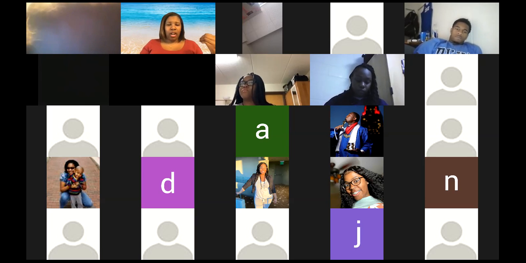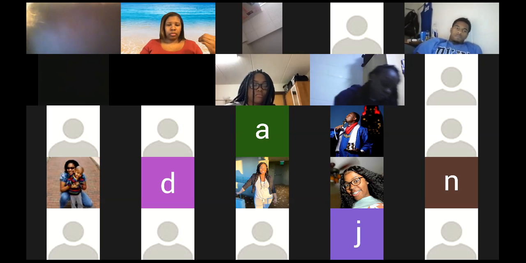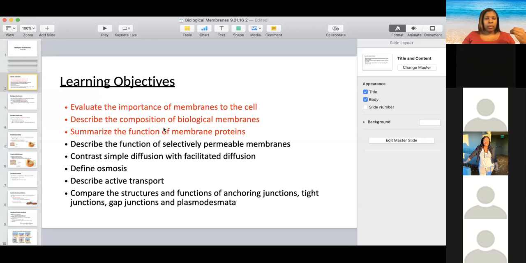Okay, there are a few learning objectives that I would like you to jot down real quick. I'm going to share my screen with you now. The first thing we want to be able to do today is to evaluate the importance of membranes to the cell. Why is this structure so important? It's super important when we think about maintaining the integrity of the cell, regulating what's going in and what's going out.